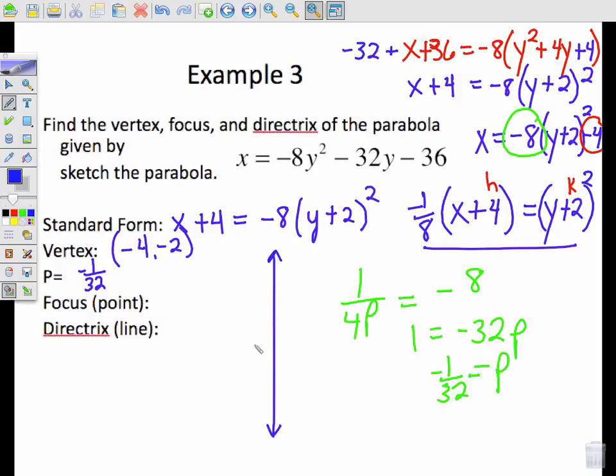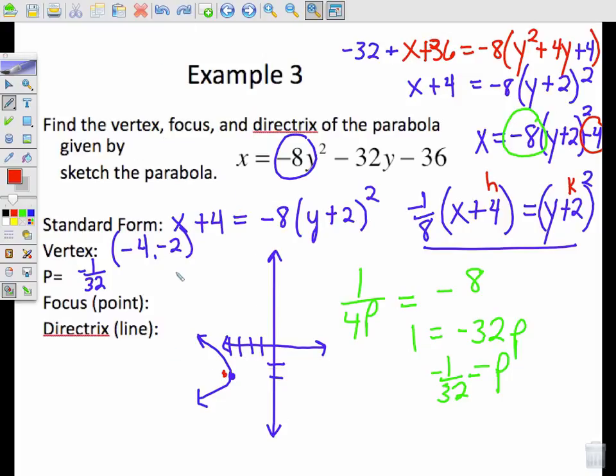And we'll also have to determine how this is opening. Okay, it is an x equals y squared, and also this 8 is negative, the leading coefficient. It's negative, so this is going to open left. My vertex is -4, 1, 2, 3, 4, -2, 1, 2. There's my vertex. It's opening left like this. My focus is going to be on the inside, and it's -1/32, so it's going left, so further negative. It's right in here.